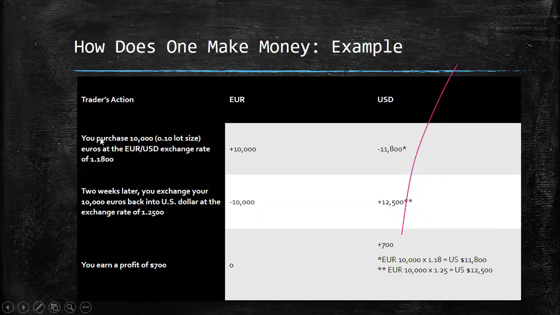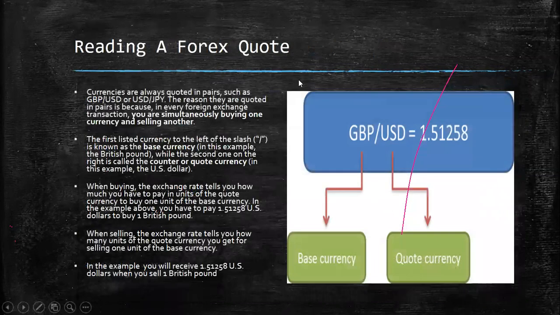So if you bought at $1.18 and you closed at $1.25, that's a lot of pips, guys. That's 700 pips right there, so you earn a profit of $700. Here's the math on it. And that's how we make profit, guys. I'll show you on the charts as well.